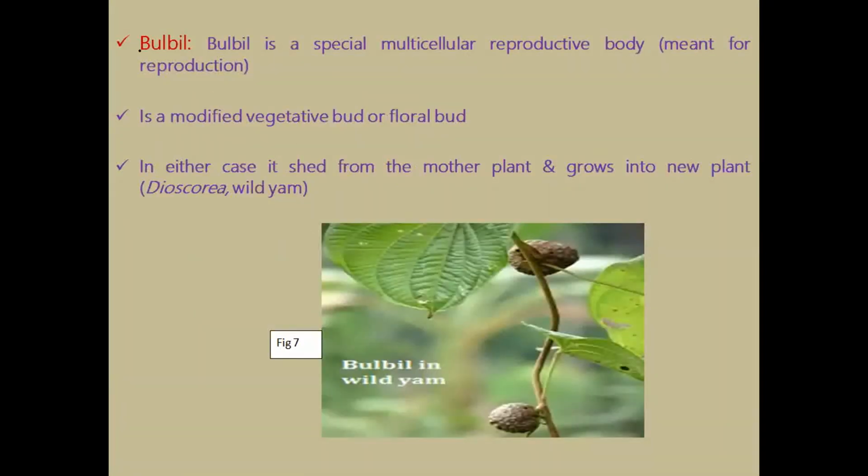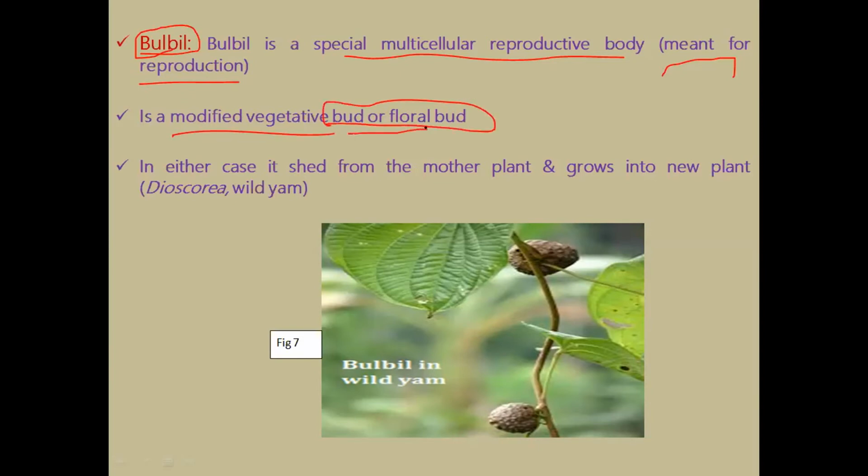The next type of aerial stem modification is bulbil. Bulbil is a special multicellular reproductive body, and it is a means of reproduction. Bulbil is a modified vegetative bud or floral bud. So there are two types, vegetative or floral, arising from a floral or vegetative bud. In either case, it sheds from the mother plant and grows into a new plant.